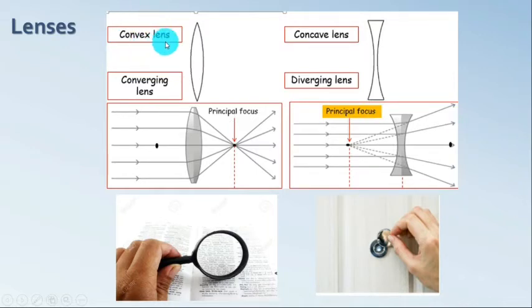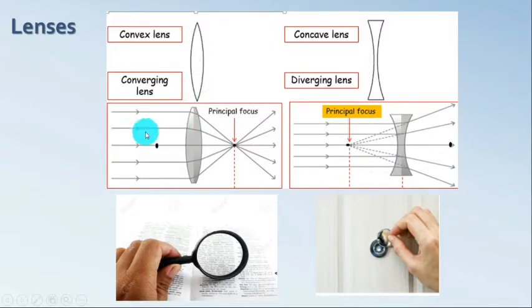Convex lens has another name, converging lens. Why do we call it converging lens? What does it mean, converge? Converge, it means what? That all lines, they are going to the same point. They are going toward each other. Okay? This is the meaning of converging. That's why we call convex lens converging lens.